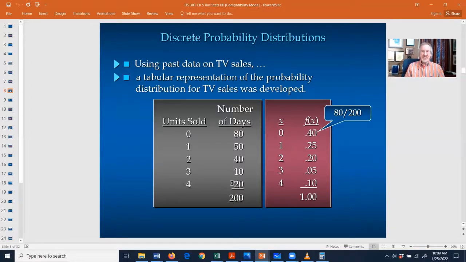25%, 50 divided by 200, 25% of the time we sold 1 TV. 40 divided by 200, and so on and so on. Notice that when we get done, since these add up to 200, the probabilities, the weights, are going to add up to 100% or 1.0 if you use decimals. So there's where these weights come from. Here are the numbers. Now, define the expected value.